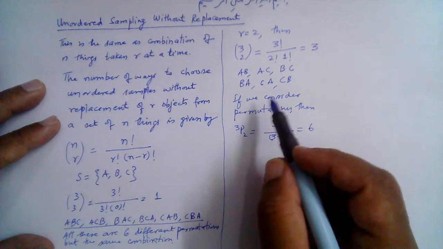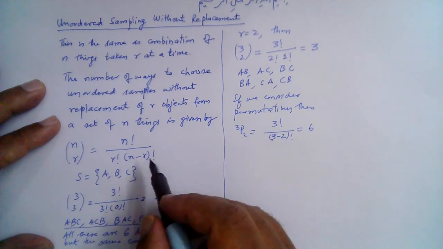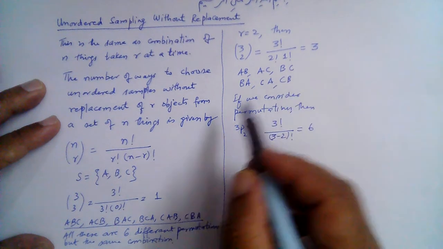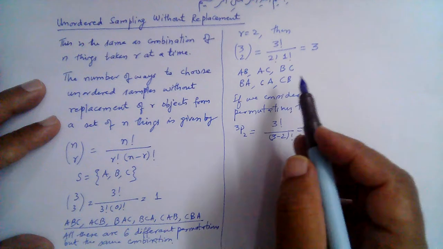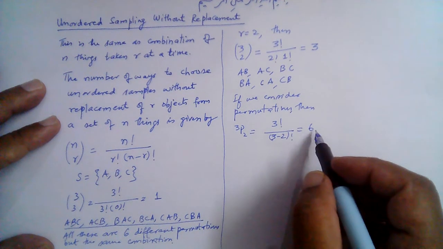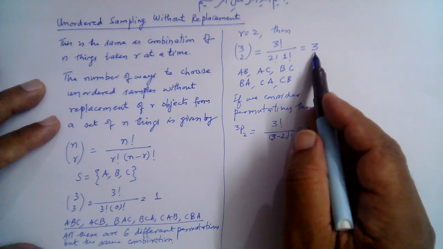So, to repeat again, from this sample space of 3 objects, only 3 combinations are possible. But if we consider permutations, which is ordered sampling without replacement, 6 ordered samples without replacement are possible, and 3 unordered samples without replacement are possible.